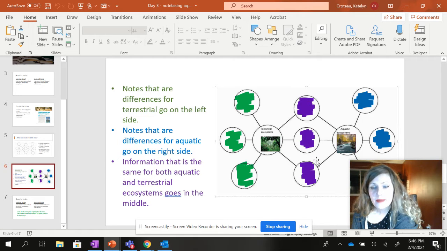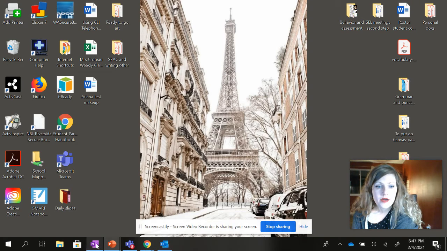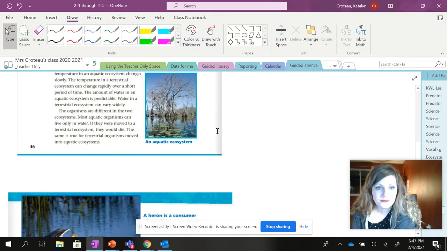Notice that the three middle bubbles attach with spokes to both terrestrial and aquatic. That is why the ones that are the same go in the middle. They attach to both. And notice that these outer bubbles, I know I'm blocking one, are only attached to aquatic. Therefore, they only belong to aquatic. They're the things that only are in aquatic ecosystems. Okay, so don't worry, I'll review that one more time in a minute. First, I'm going to go ahead and reread this for you.